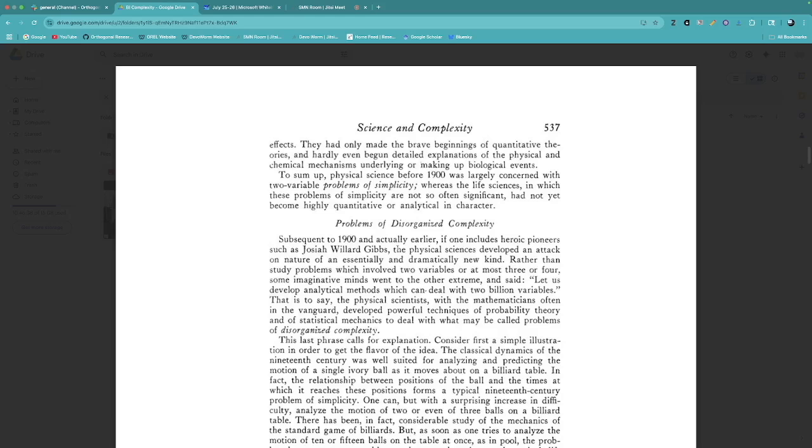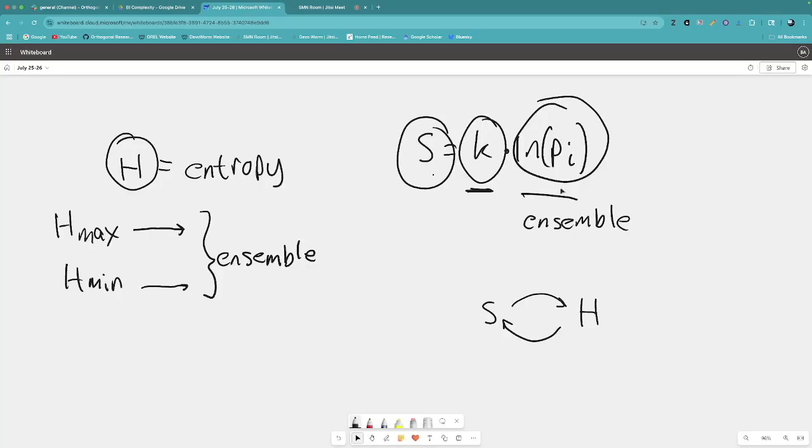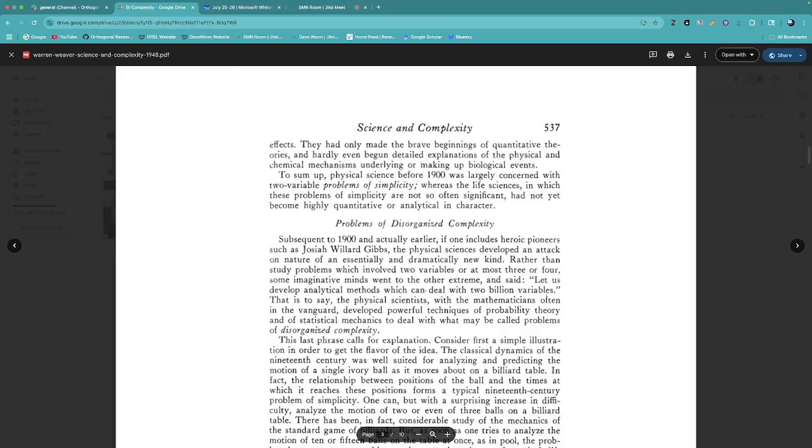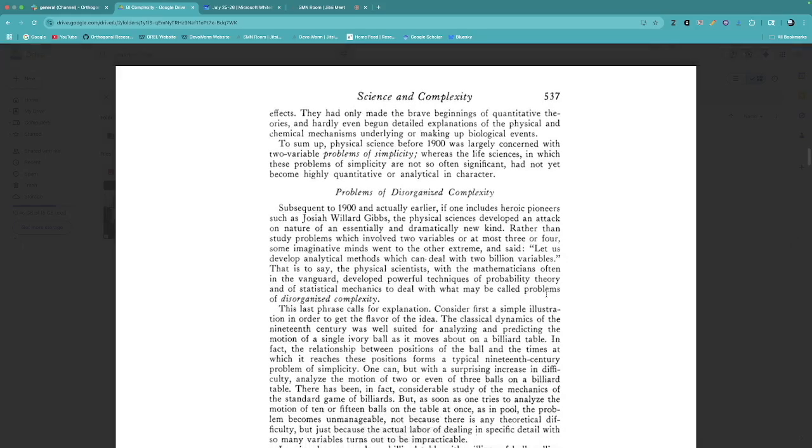That is to say, the physical scientists, with the mathematicians often in the vanguard, developed powerful techniques of probability theory and of statistical mechanics to deal with what may be called problems of disorganized complexity. So going back to our equation, this is the foundation of statistical mechanics. This is Boltzmann entropy. The idea of statistical mechanics is to deal with ensembles and look at their evolution over time. And the idea is that entropy is where you go from a high degree of variation and variety in that thermodynamic ensemble to a very low level of variety.